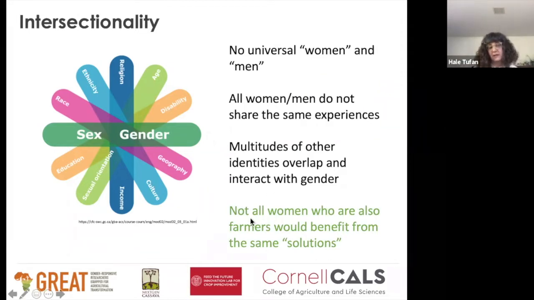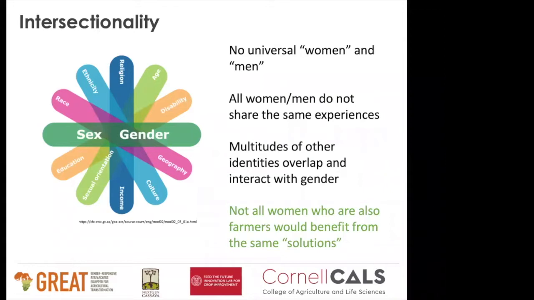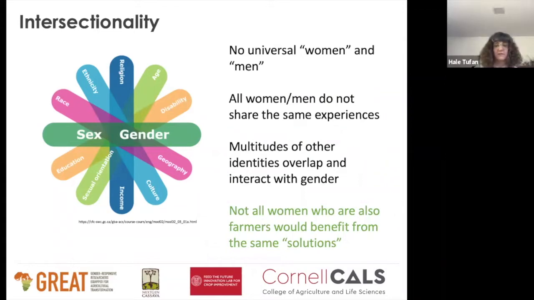And what this means, again, for agricultural research is that not all women who may also be farmers benefit from the same solutions, and who they are, where they live, and their lived experiences will really impact how they benefit from different interventions.